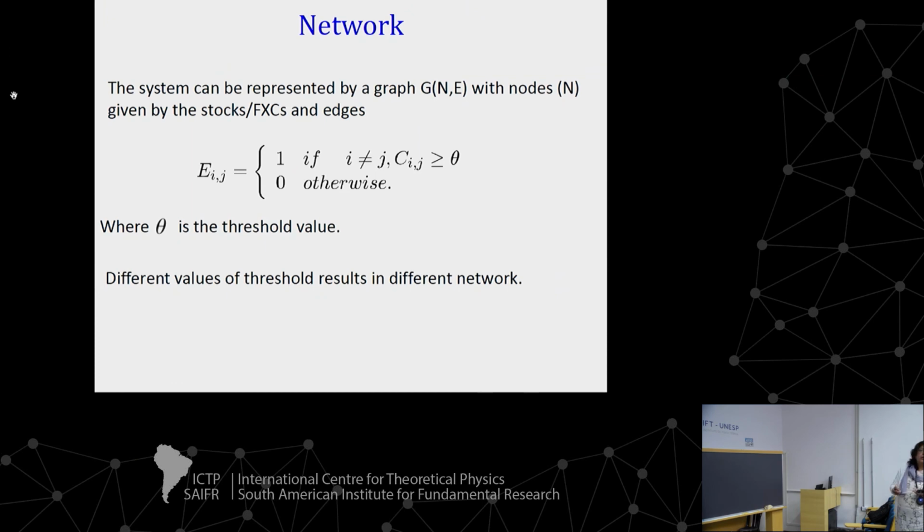So now let's turn to the network analysis. I'm making the network as a graph with n nodes, which are given by the stocks and the exchange currencies, where the edge is 1 if Cij, the correlation matrix, is greater than some number theta, which is called the threshold, and 0 otherwise. So different thresholds will give different networks.